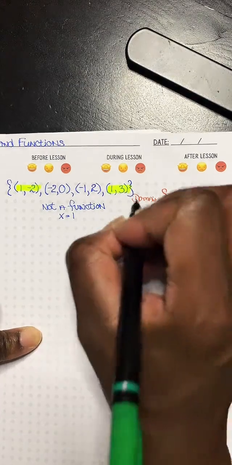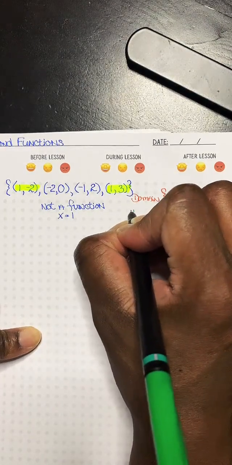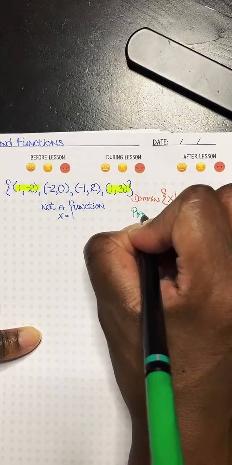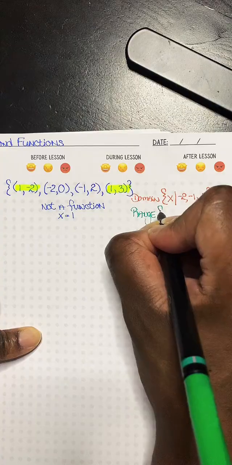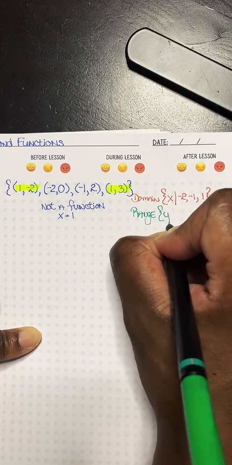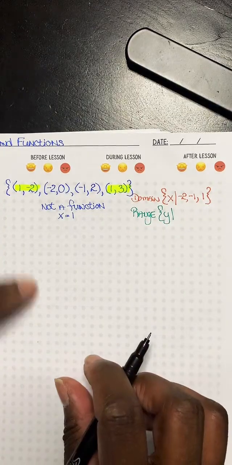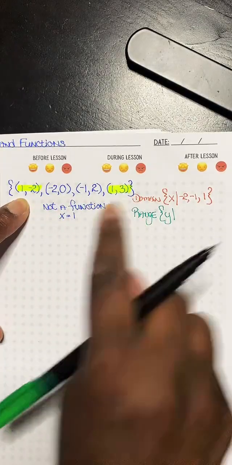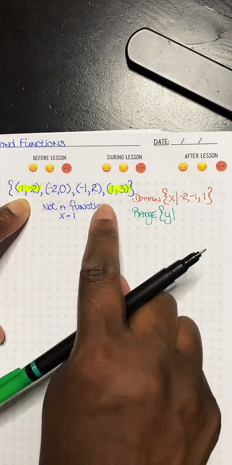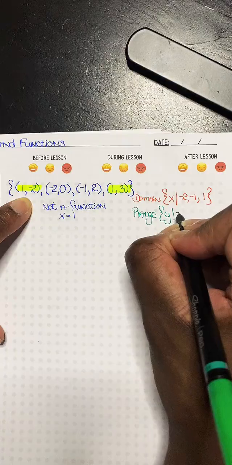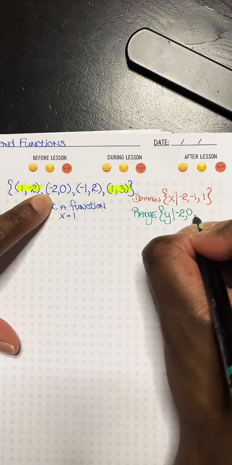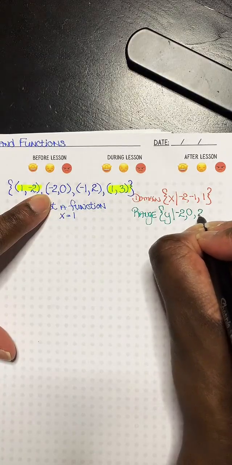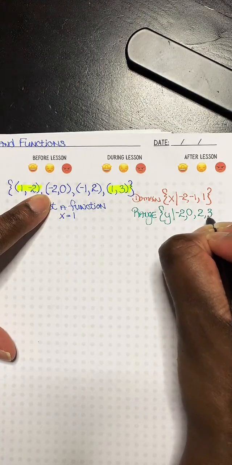So now if I'm looking at my range, it is the list of my y's. So all I'm doing is listing out my y's. And I can start with the lowest number, which is a -2. Then we have 0, 2, then 3.